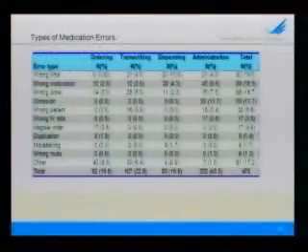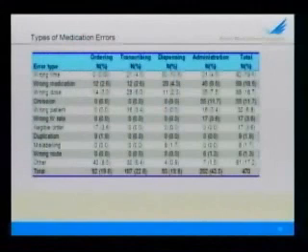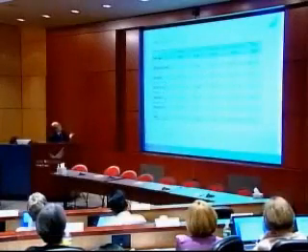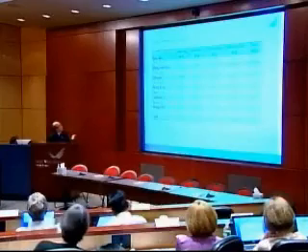And this table presents types of medication errors by different stages of the medication process. As you can see here, wrong time in the stage of dispensing or administration, wrong medication in the administration or dispensing stages, and wrong dose in the administration and transcribing stages are common medication errors.